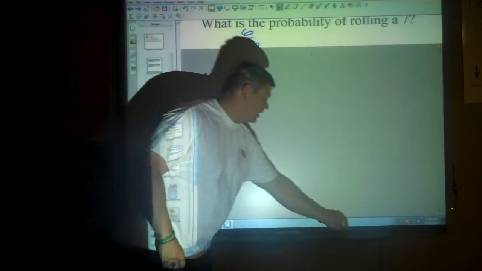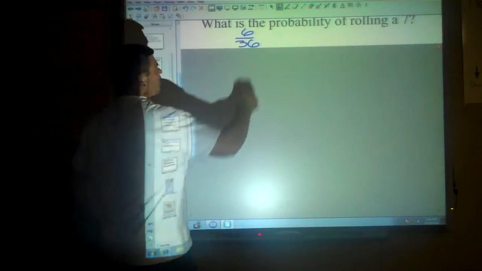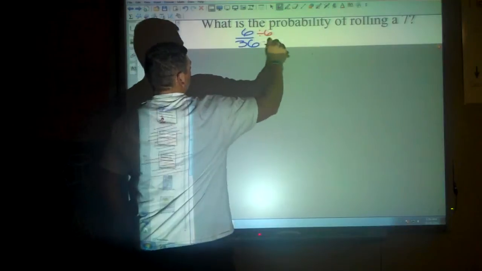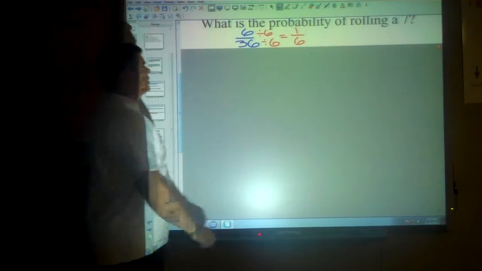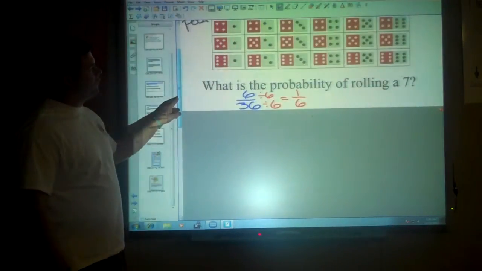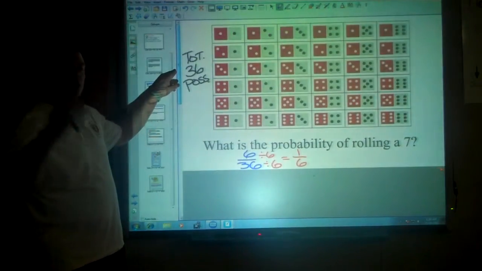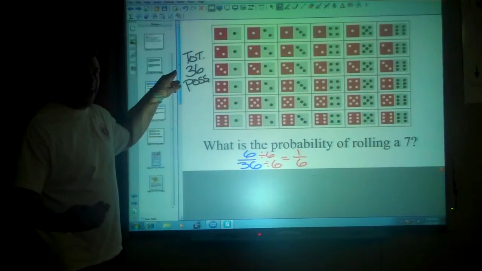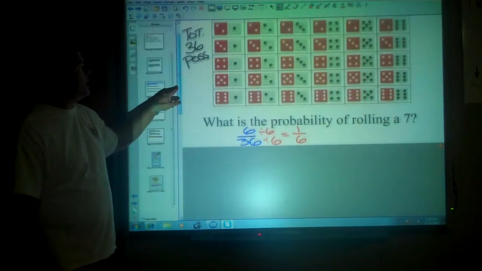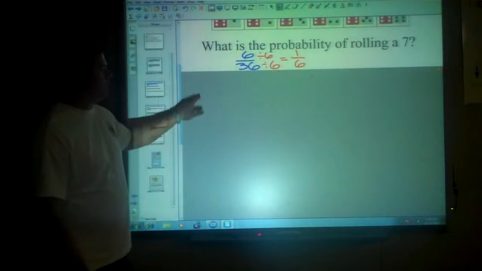Now, fortunately for us, that actually simplifies down, because both of these are divisible by 6, which would give us a 1 in 6 chance. So for every 6 rolls that I do, one of them should add up to make 7. Is that guaranteed to happen? No, that's in theory. It's theoretical probability.